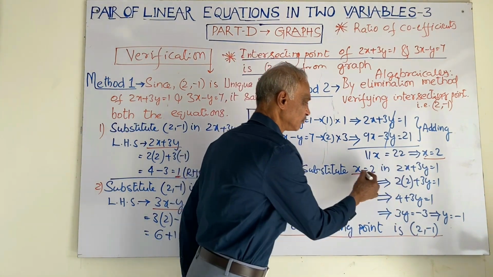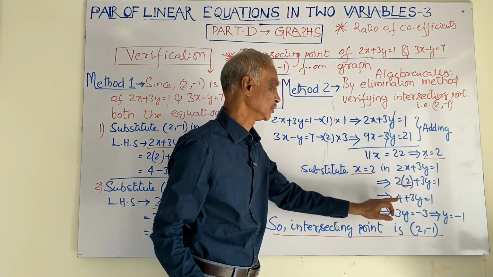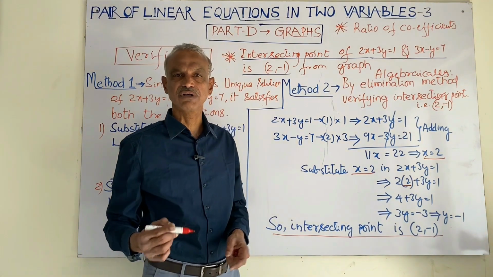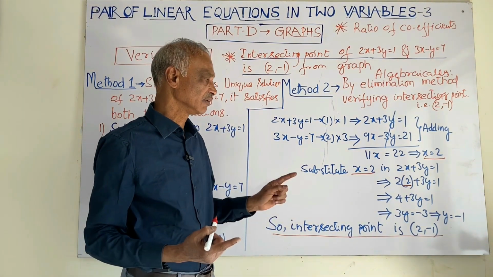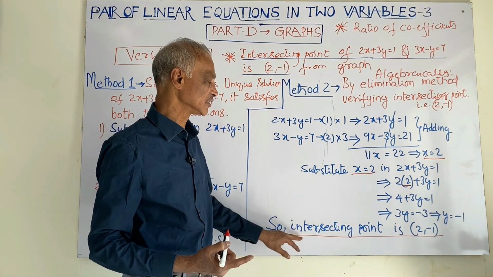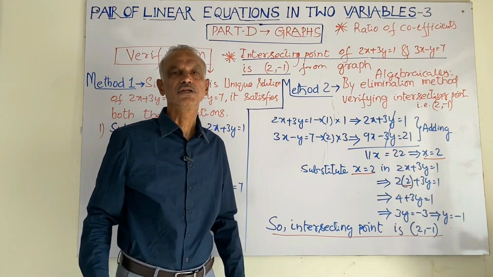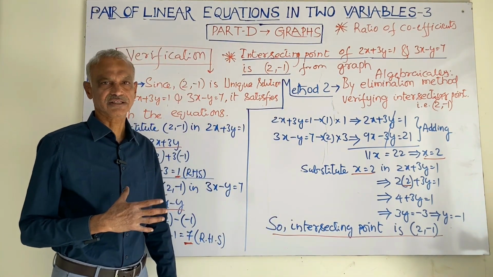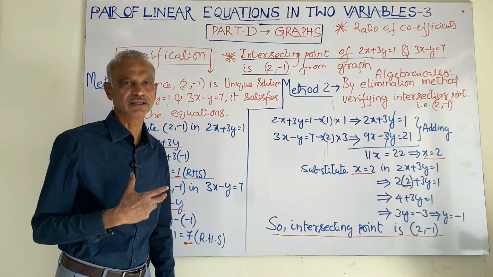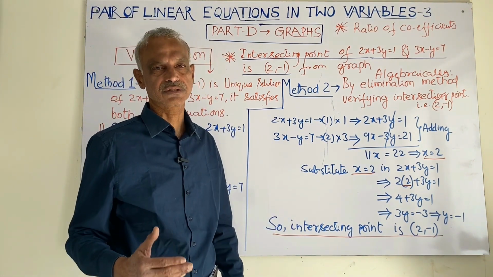2 into 2 plus 3y is equal to 1. 2 twos are 4, plus 3y is equal to 1. 3y is equal to 1 minus 4, you will get minus 3. y is equal to minus 3 by 3, you will get minus 1. So the intersecting point is (2, -1). Verified, our answer is true. Like this, you can check whether the intersecting point is (2, -1) or not, by the elimination method, or by the substitution method also.